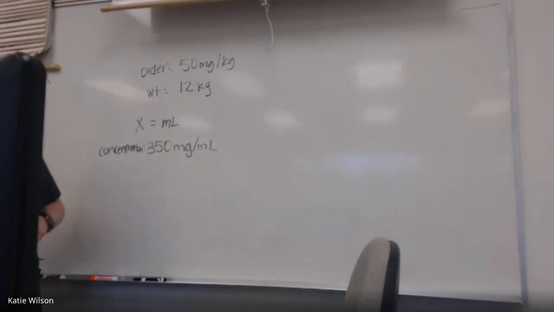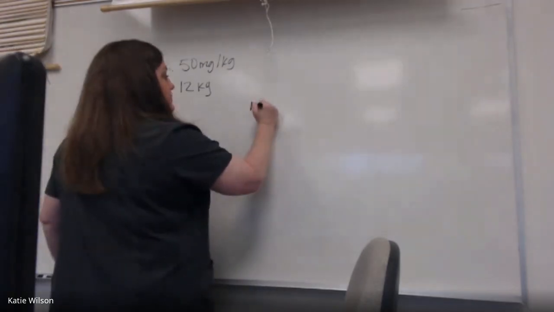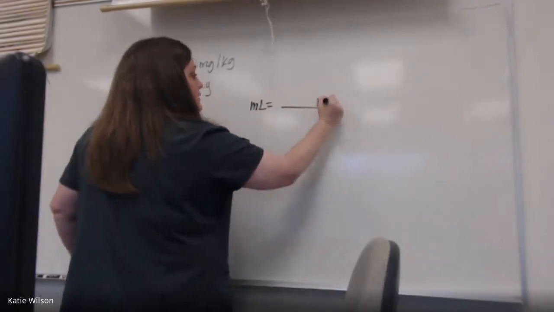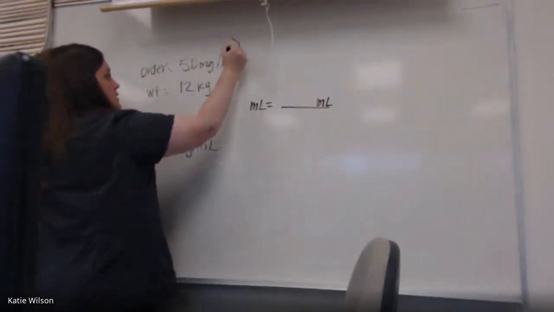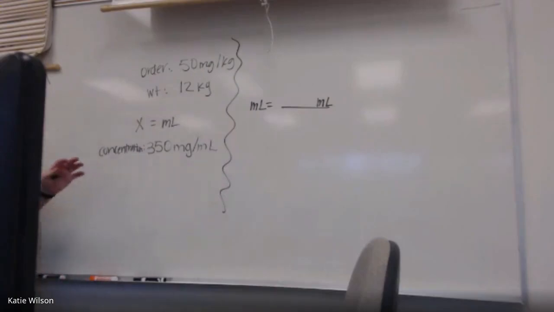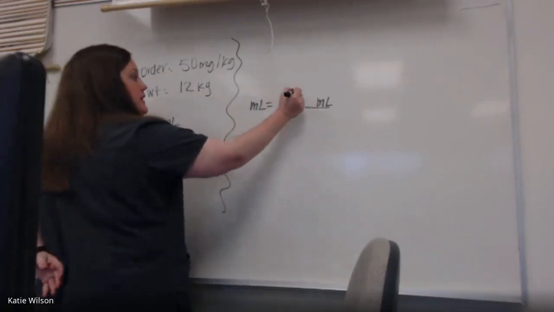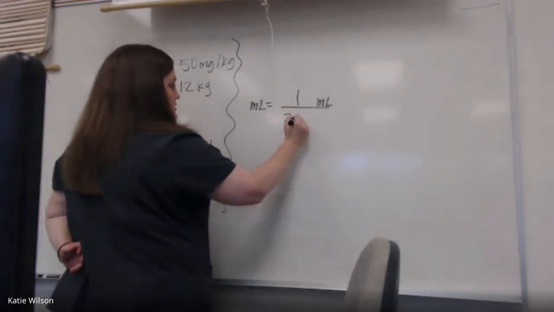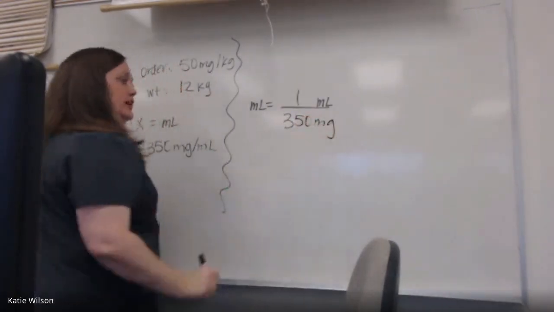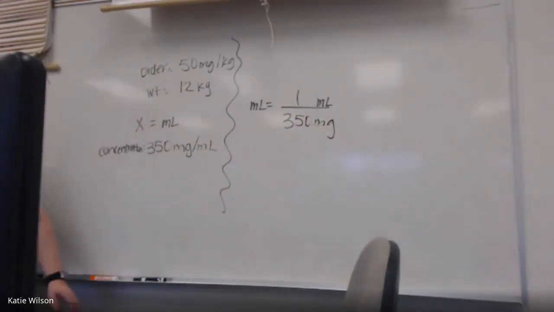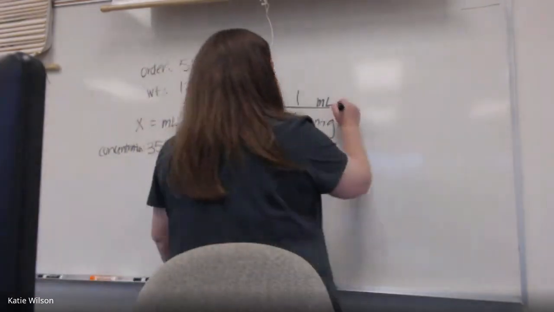Okay. So we know that I'm solving for milliliters. This is all the notes that I took, or what I underlined in my problem. This is all the information I feel I'm going to use. So what do I know about milliliters? For every 1 milliliter that I have, it contains 350 milligrams of medication. So that's what I'm starting with.